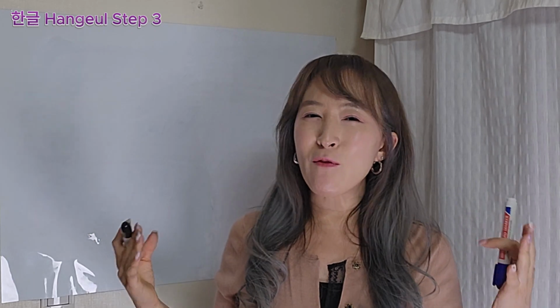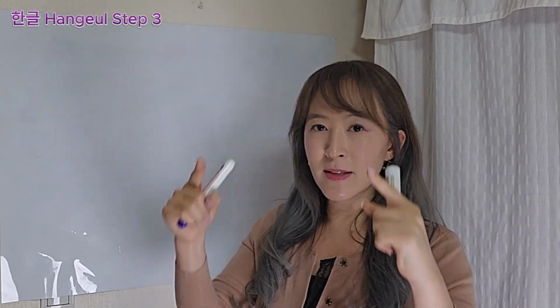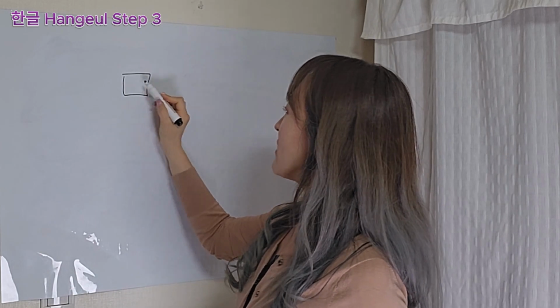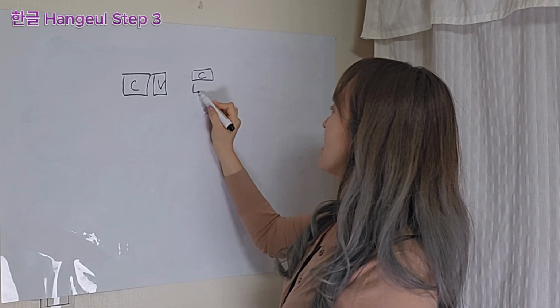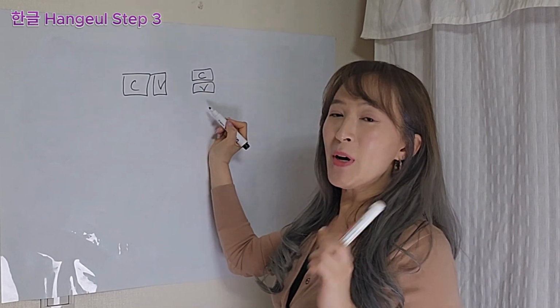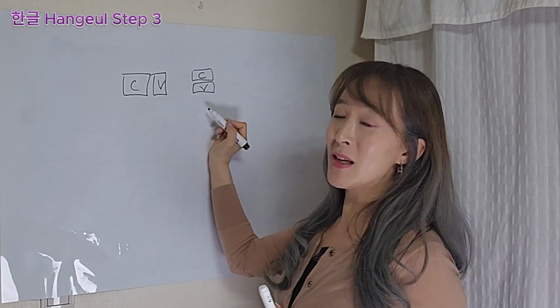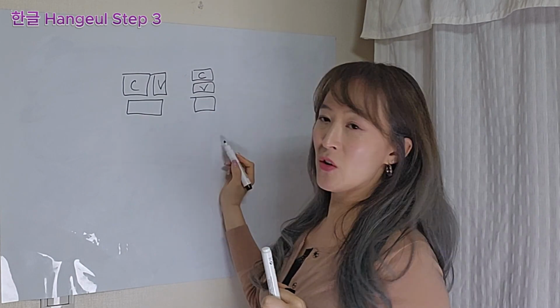Now that we have all the vowels out of the way, let's look at the final consonants called 받침. If you remember in the first video when I talked about putting syllables in a box, we had two boxes. One was consonant, vowel, right? And the next one was consonant and vowel like this. So this is what we're used to seeing, but now we will just add one more consonant, which is 받침, the final consonant, and they go here or here.